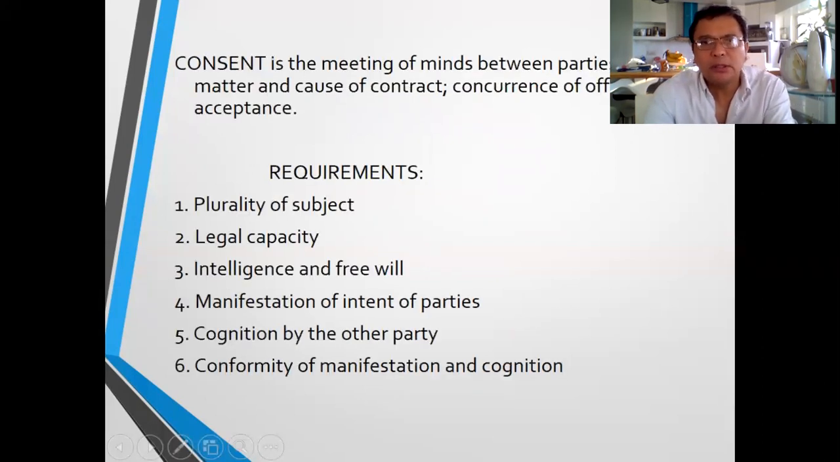Consent is the meeting of minds between the parties on the subject matter and the cause of the contract. There's concurrence of offer and acceptance. Now, the requisites for consent, on the other hand, is plurality of subject. Subject means the actors in the contract. For instance, in a contract of sale, the actors are the seller and the buyer. So there must be at least two persons, so plurality of the subject.